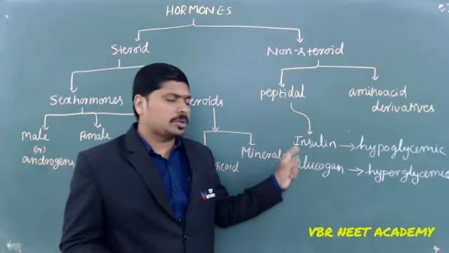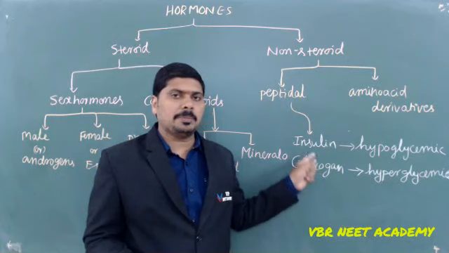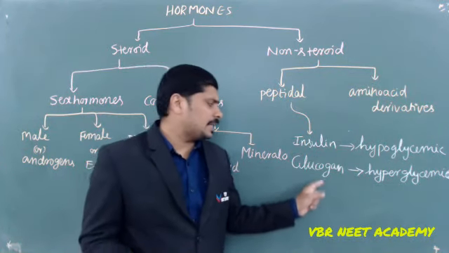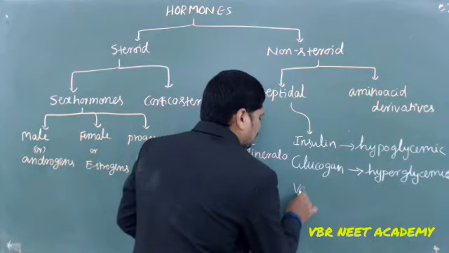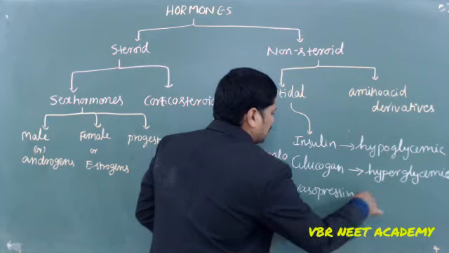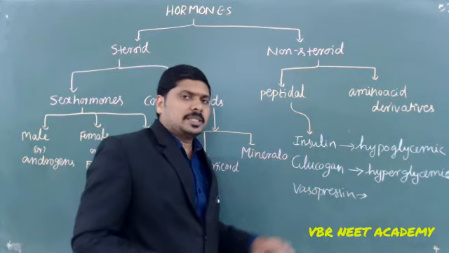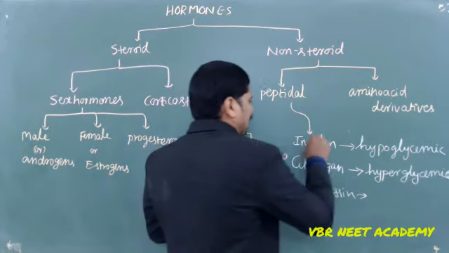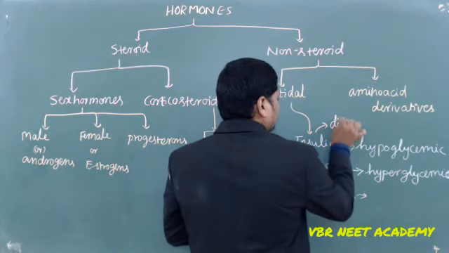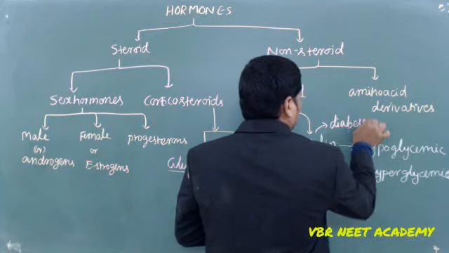Both of these hormones are secreted from the pancreas only. Other than this, we can say vasopressin. Why am I discussing vasopressin here? Insulin deficiency causes diabetes mellitus. This deficiency causes diabetes mellitus.